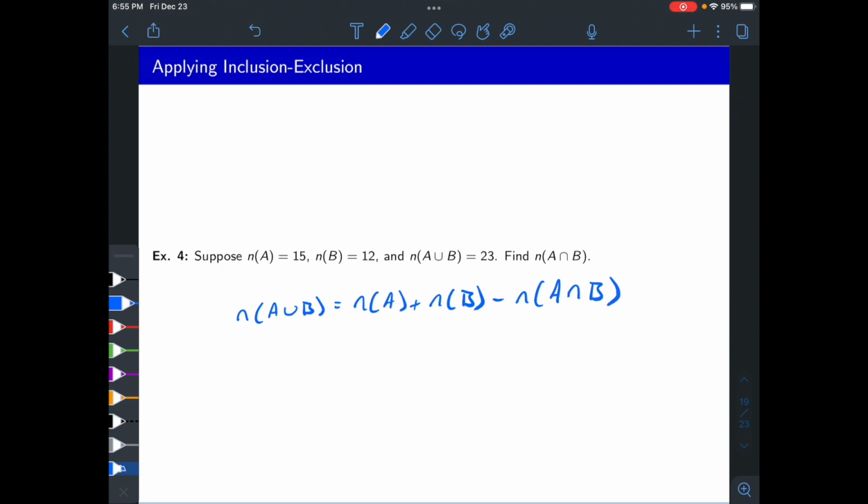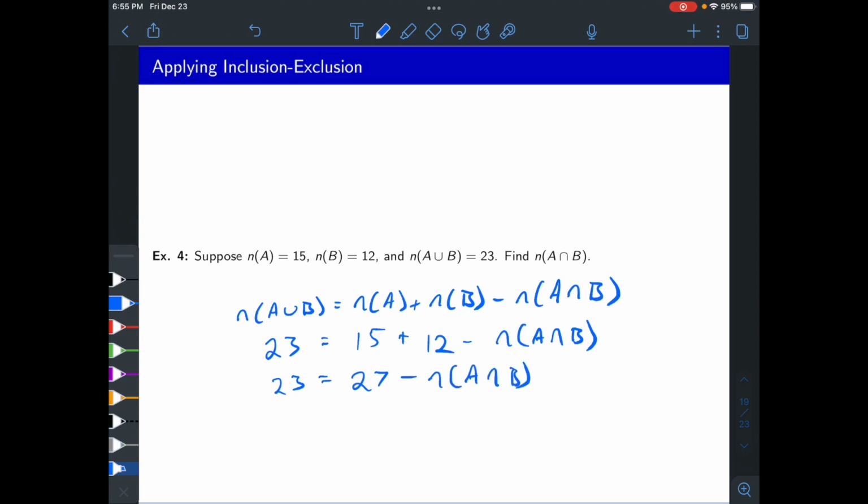Okay, so here I'm just rewriting the inclusion-exclusion principle. And now I have 3 bits of information. I just want to throw those bits of information into here and then solve for the last bit of information. So the union contains 23 elements. A has 15, B has 12 elements, and we don't know how many are in the intersection. So we have 23 is equal to 15 plus 12, which is 27, minus n of A intersect B.